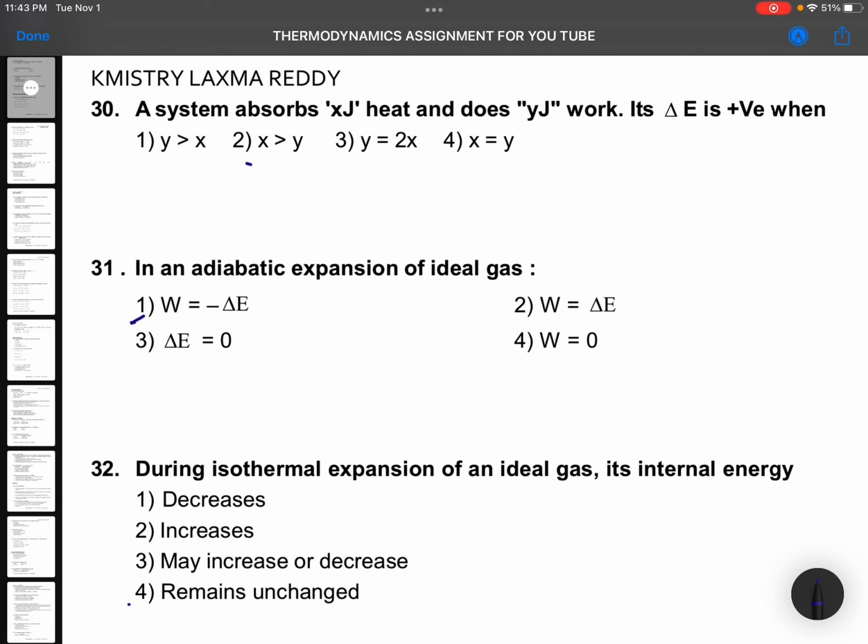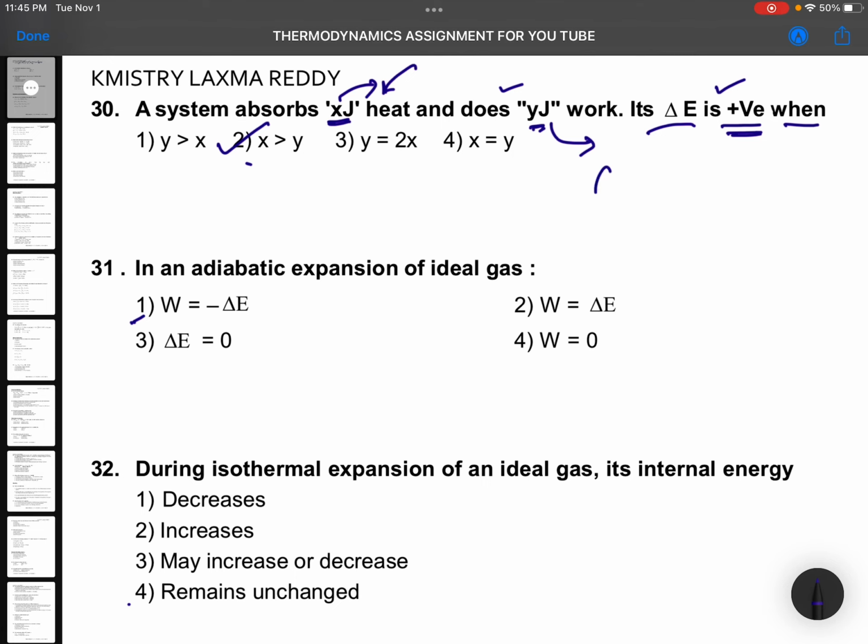A system absorbs X joules of heat and does Y joules of work. Its delta E is positive when? See, delta E is positive and he is saying X joules of heat is absorbed. X is absorbed and Y is work done by the system. So this energy is going out, this energy is coming in, and he is saying delta E is positive. That means X must be greater than Y.